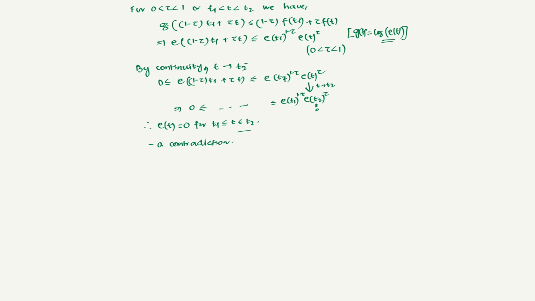That is what we assumed, and hence it is proved that e of t has to be identically equal to 0. That is, u should always be u delta within omega. Clear?